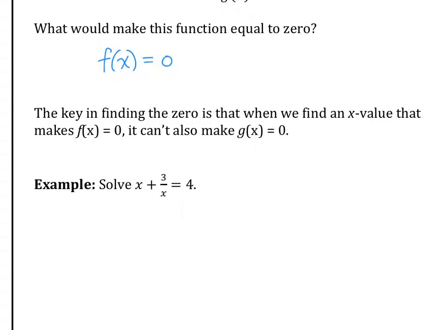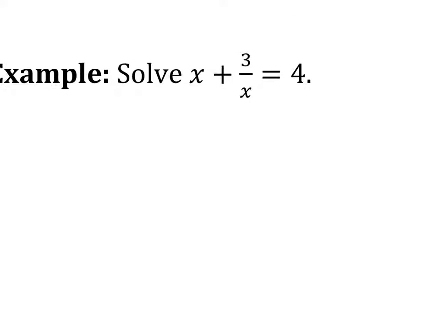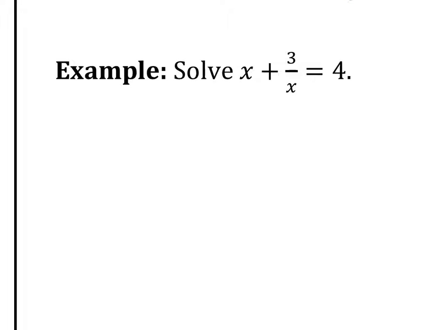So the key is we want to figure out what makes f of x 0, but it cannot also make g of x 0. Okay, so what makes the top 0, that's great, but it can't make the denominator 0 because that's going to make it undefined. All right, so I'm going to show you how to solve this. I used to show people two methods, but then it got them very confused. So I'm going to just show you one method. If you have another method of solving that you feel is better, you can do that, as long as it's consistent.